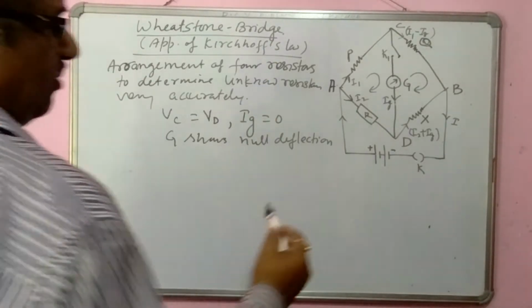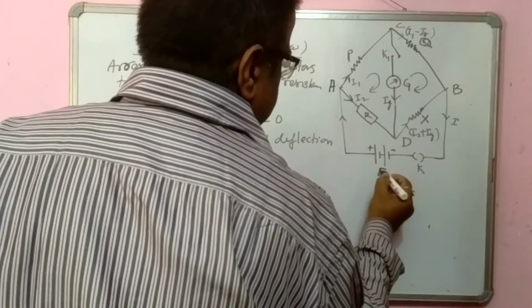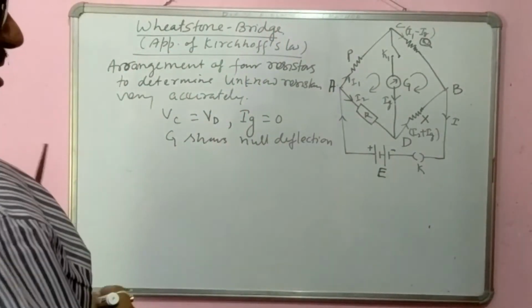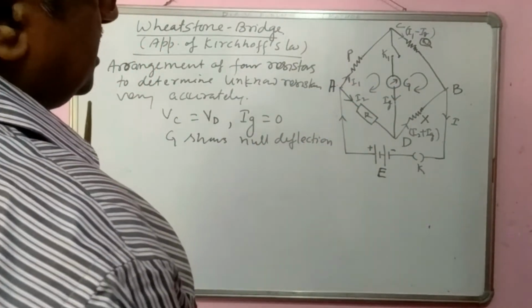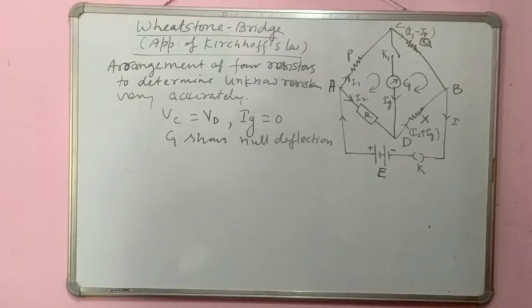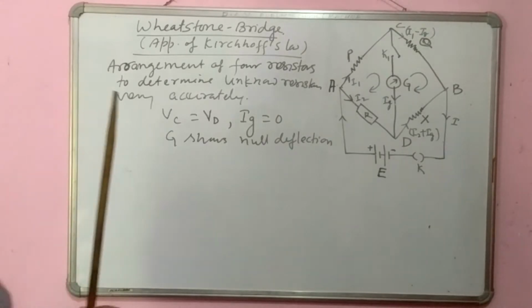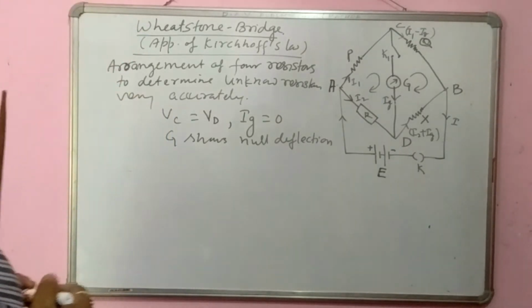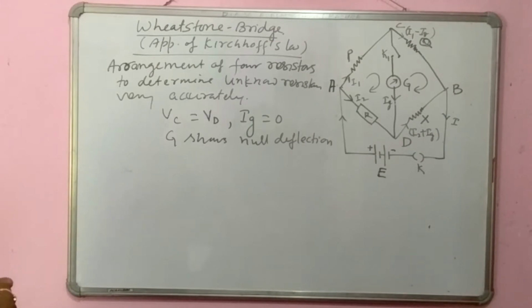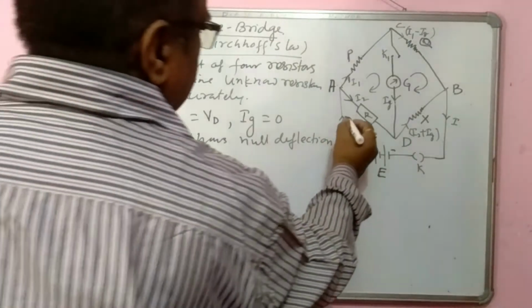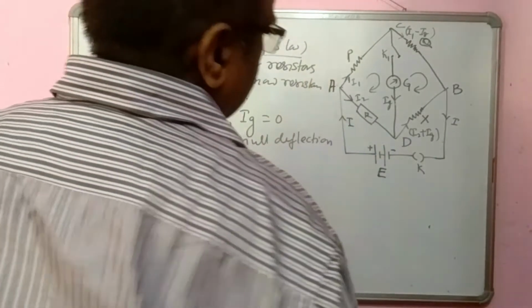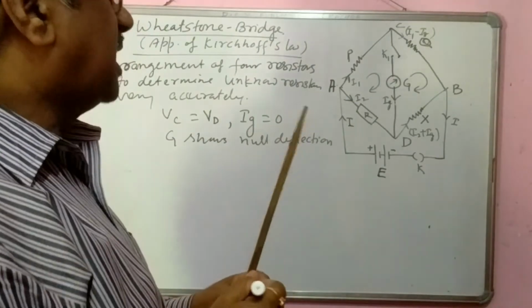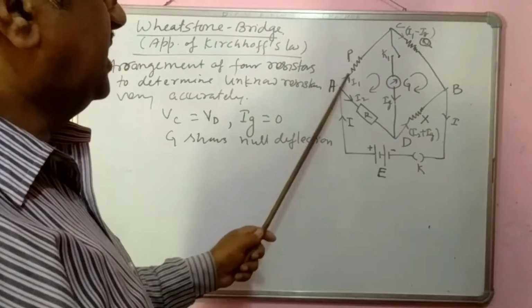Here E is the battery or cell, whose EMF is E, connected across A and B. P is connected across A and C, Q is across C and B, R is across A and D, and X, the unknown resistance, is across D and B. A galvanometer is between C and D. Here current I is supplied by this cell, which is distributed at point A in two parts, one is I1 and the other is I2.